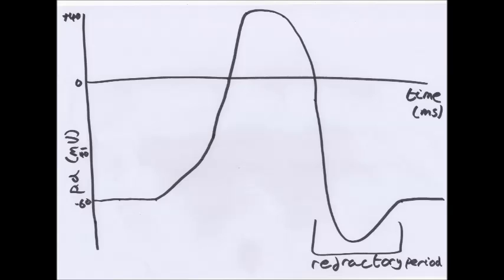And there's a small period of time after the action potential called the refractory period. This is when it's impossible to stimulate another action potential. It also makes sure that action potentials can only be transmitted in one direction, so you can't have it coming back.